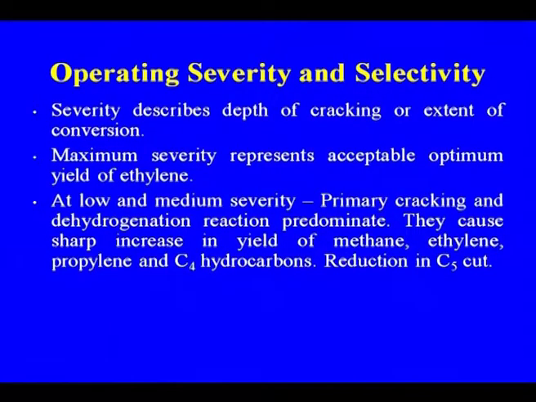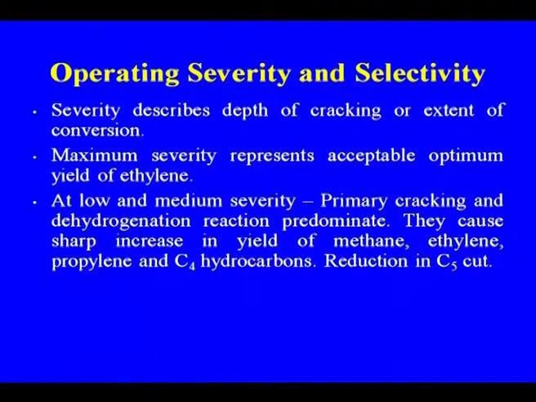As I told you, a very important term we use in furnaces is the operating severity and the selectivity, because in cracking we need more and more lighter products than heavier products. Severity is defined as the depth of cracking, or the extent of conversion taking place. Severity means the higher the temperature we apply, the more severe the condition. One kinetic severity function has been given, which I will discuss in the next slide.